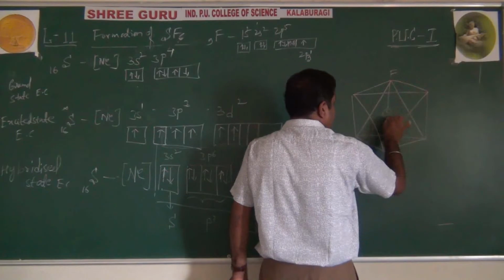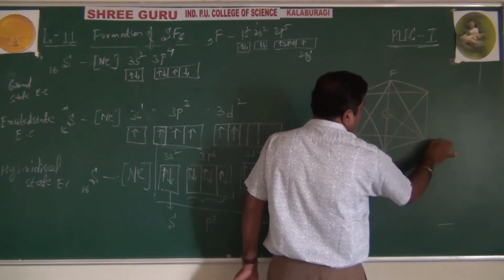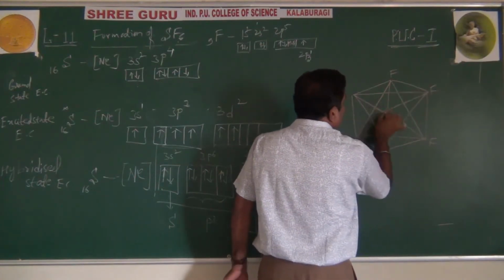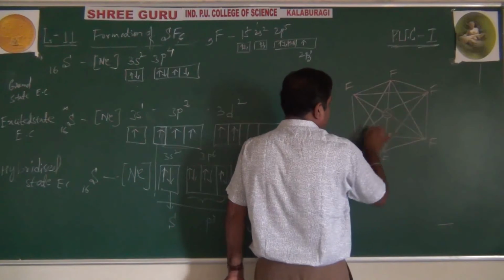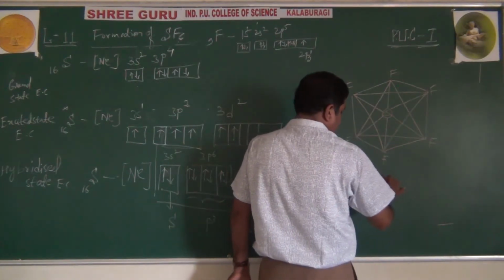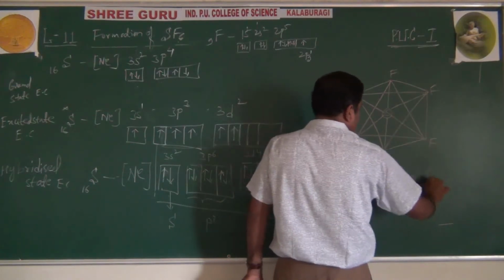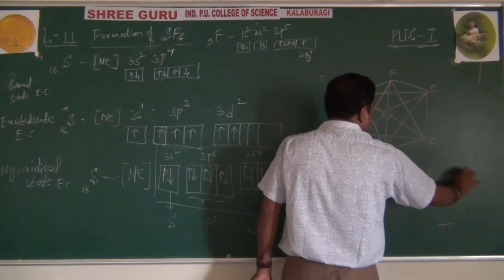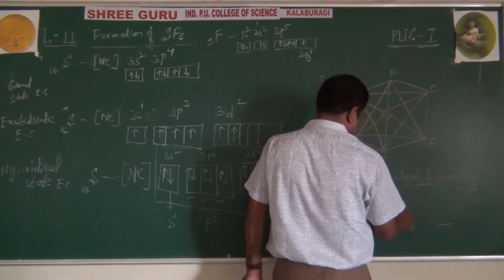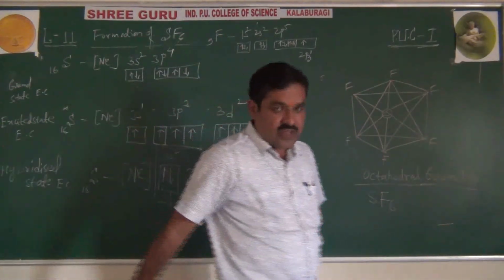Okay, now join these bonds. One chlorine here, another chlorine here, another chlorine here, another chlorine here, another chlorine here, and lastly this chlorine. This is the octahedral geometry of, yes, sulfur hexafluoride. All bonding pairs of electrons are at 90 degrees to each other.